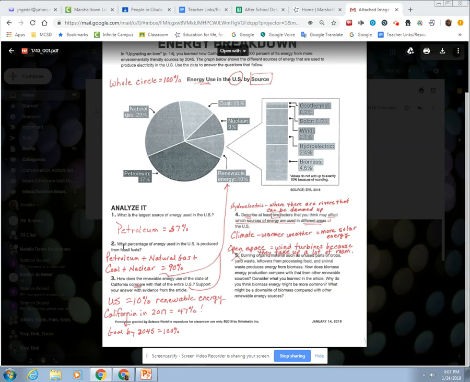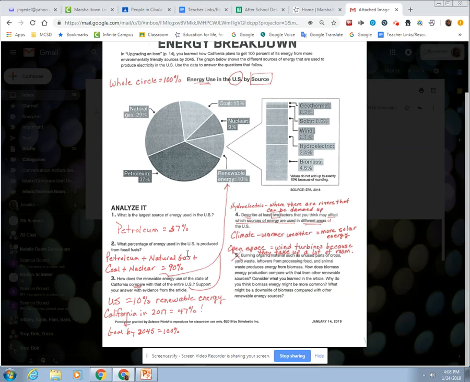The second question, what percentage of energy used in the U.S. is produced from fossil fuels? Well, I had it up on the board that petroleum, natural gas, coal, and nuclear energy are all considered to be fossil fuels because we could run out of those. And if you add all of those up, you're going to get 90%. Now, one thing that people did was they understood that this whole thing was 100 and renewable energy was 10, so they took 100 minus 10 and came up with the 90. So some people didn't understand that question.